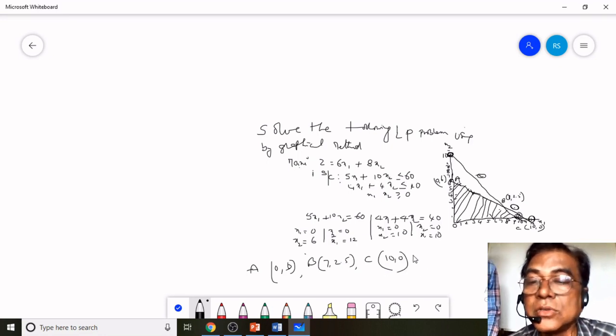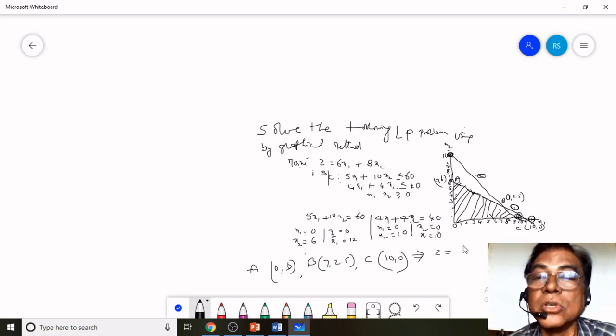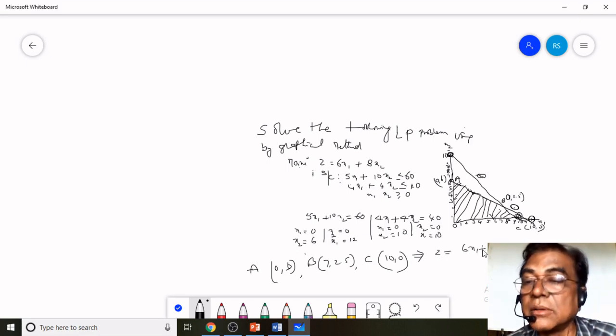Now substitute all the values in the maximum function. Let z be equal to, what is the z equation? 6x1 plus 8x2. At A, what are the coordinates here? 0, comma 6. So 6 into 0 plus 8 into 6. So that is equal to 48 units.